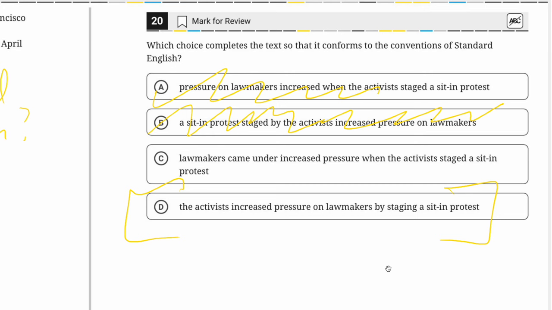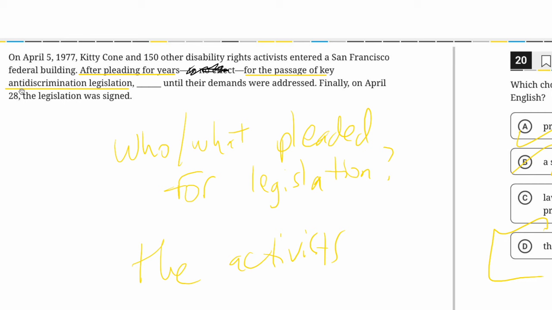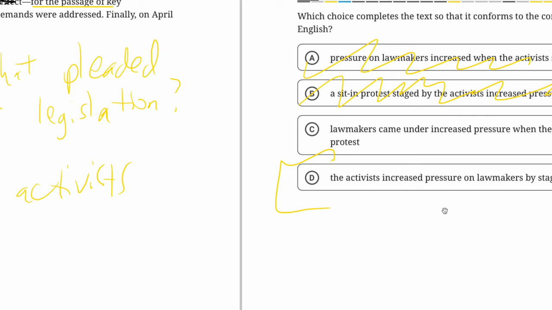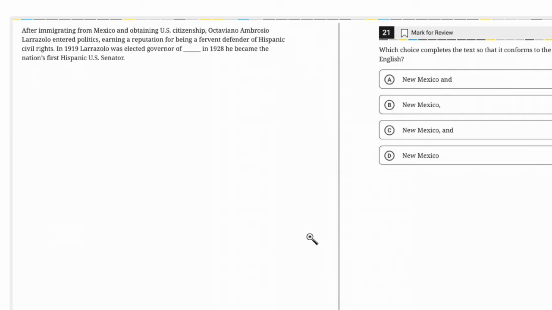And so the rule is, when you have a modifier that opens a sentence, it needs to be directly followed by the thing that it's describing. And here, that thing, again, would be the activists. Activists are not really a thing, but you get the idea.